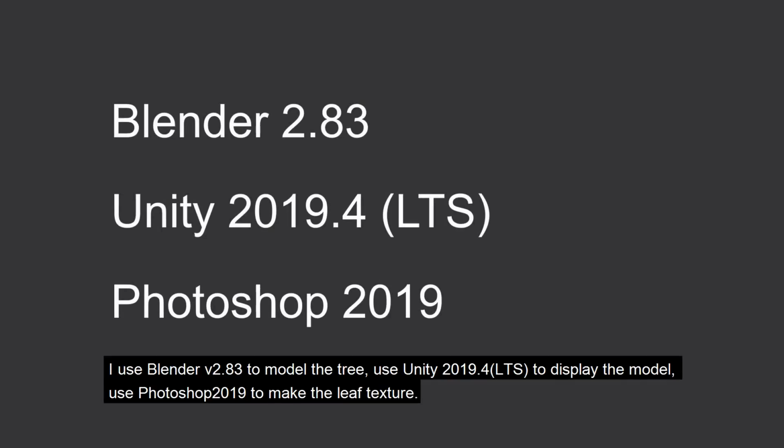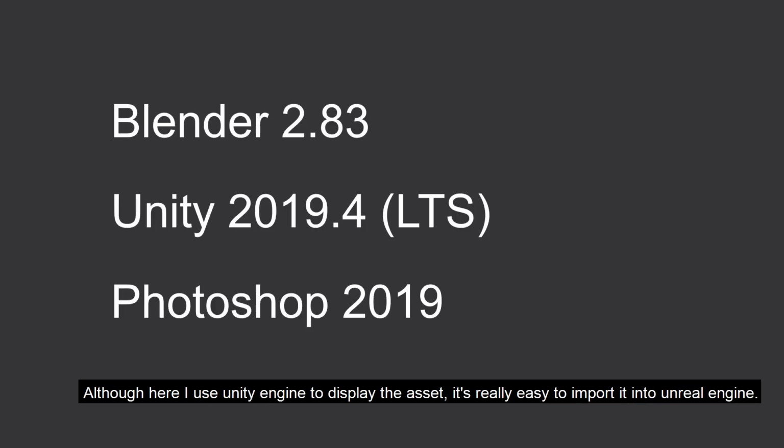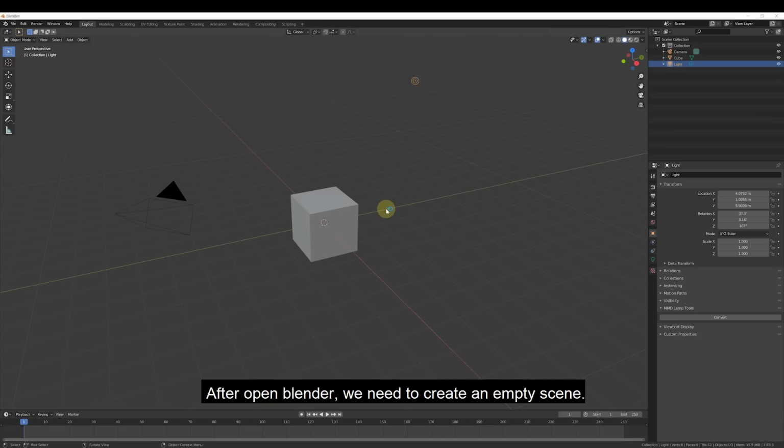I use Blender 2.83 to model the tree, use Unity 2019.4 to display the model, use Photoshop 2019 to make the leaf texture. Although here I use Unity engine to display the asset, it's really easy to import it into Unreal Engine. After opening Blender, we need to create an empty scene.